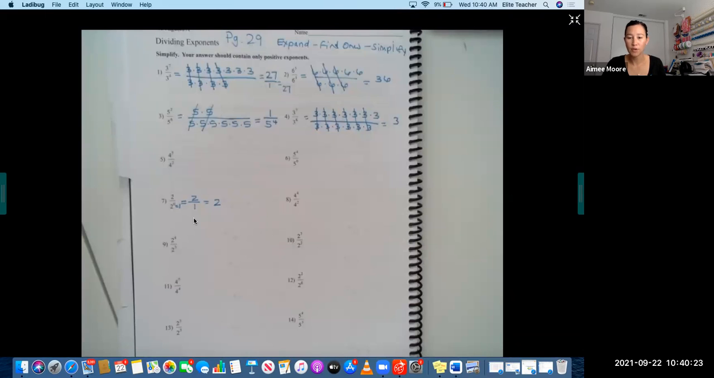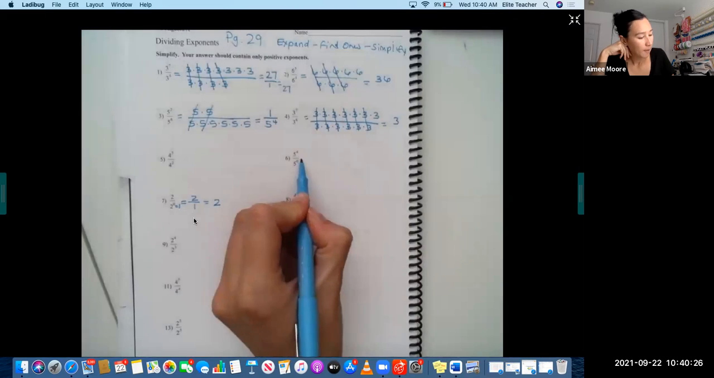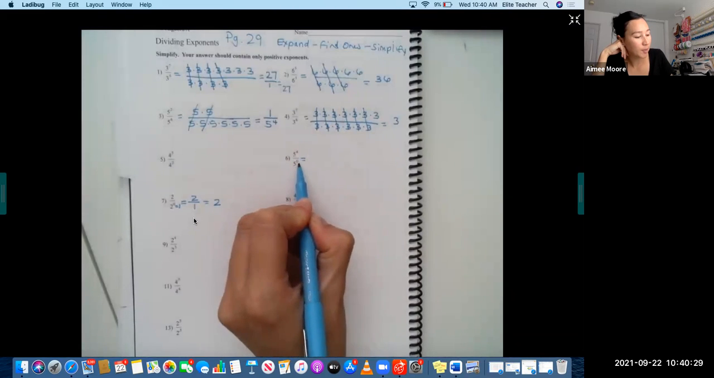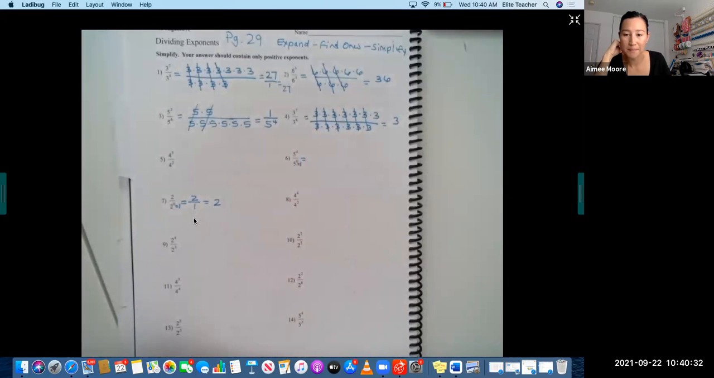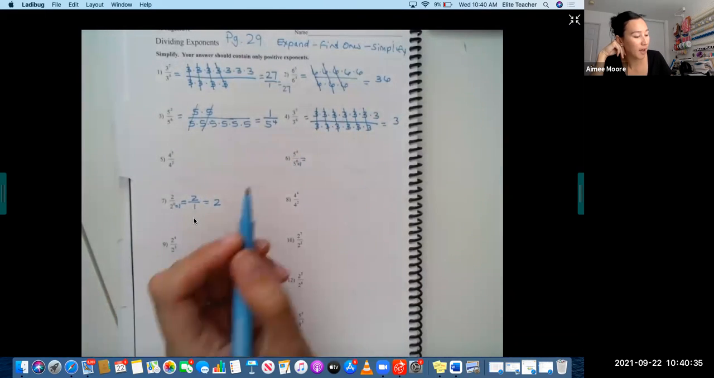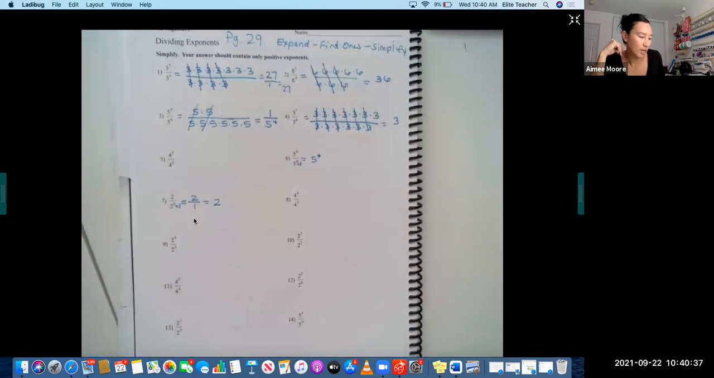So someone had a question for number 6. Again, 5 to the 0 power, anything to the 0 power we know is just 1. So it's really just 5 to the 4th divided by 1, which means it's just 5 to the 4th. Does that help, Ava? Perfect. So anytime you see anything to the 0 power, just cross that off and make it a 1.